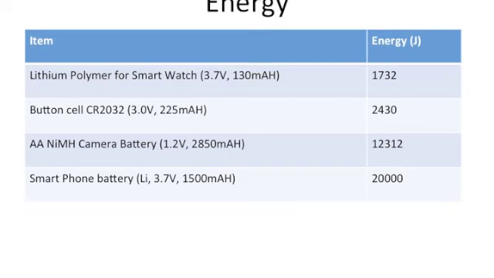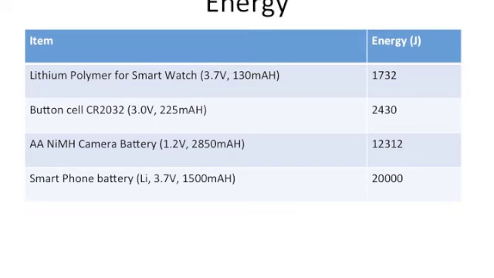Of course, you should realize that as you start drawing charge from the battery, the voltage of the battery will also start coming down, and the effective energy you can get might be less than what you get by just multiplying these two numbers. But this is a good first estimate to compare different batteries. So you have about 1732 joules of energy for a lithium polymer battery used in the smartwatch, which, for example, runs for 7 days on this battery.